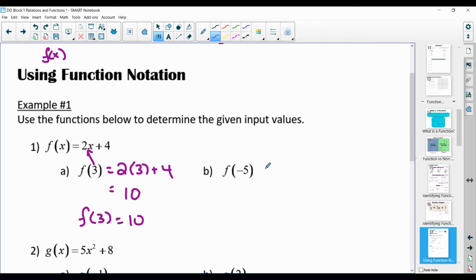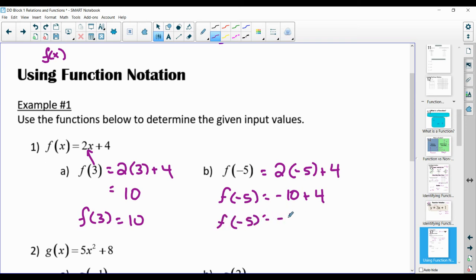All right, if we've got f of negative 5, we're going to have the 2, and we substitute our input with negative 5 plus 4. And so f of negative 5 equals negative 10 plus 4, so f of negative 5 equals negative 6.